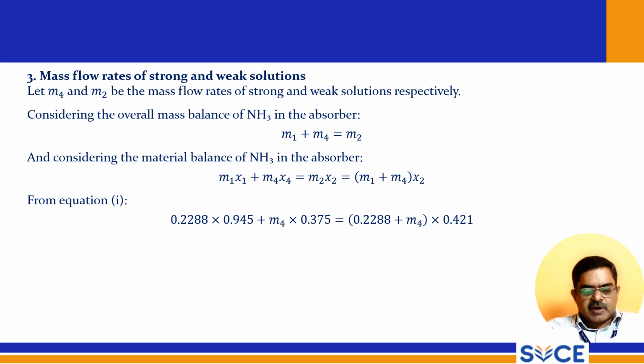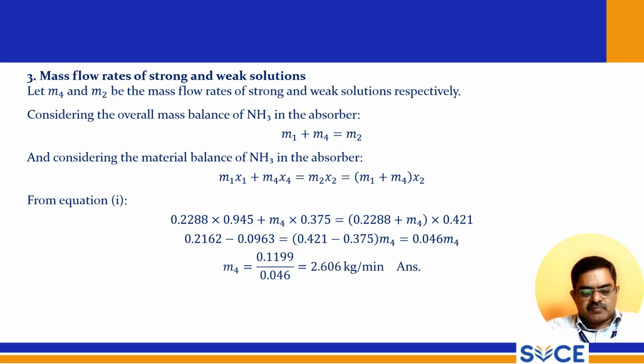From equation 1, 0.2288 into 0.945 plus M4 into 0.375 is equal to, in terms of M4, we are getting this equation by solving this, M4 equal to 2.606 kg per minute. And M2 can be found out now because we know M1 as well as M4. By adding these two, we are getting M2 equal to 2.8348 kg per minute.